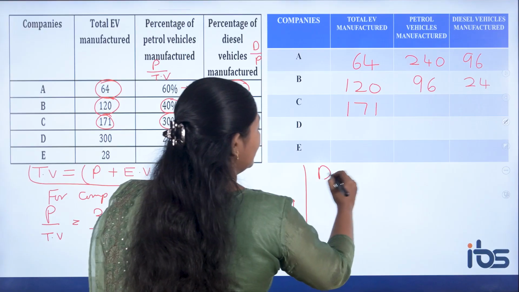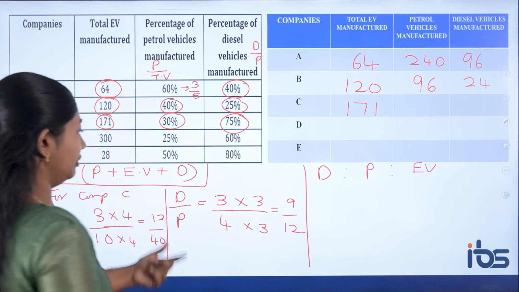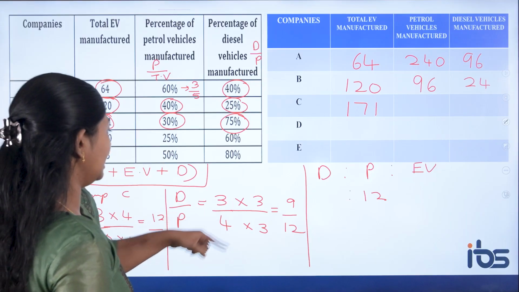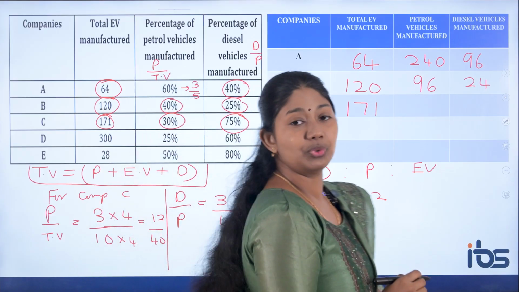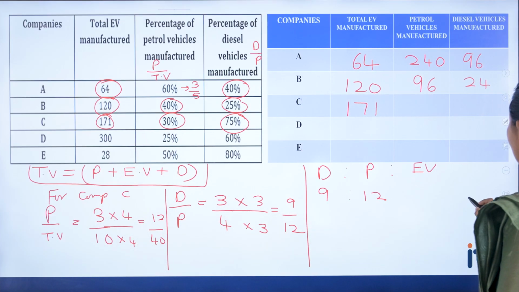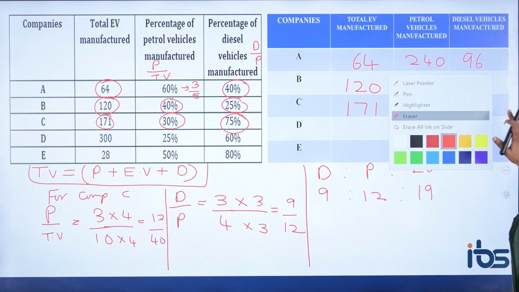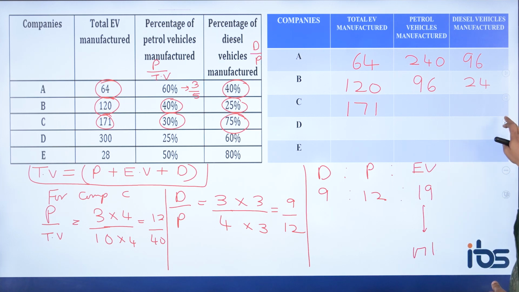So from this diesel, petrol, EV. So what is the petrol? 12 units. Then we have the total vehicles as 40 and diesel is 9 units. So 12 plus 9 is nothing but 21. So total is 40 minus 21, you are going to get 19 units as EV. So 19. So from this, according to the value they have given, EV is 171. So 19 units corresponds to 171.